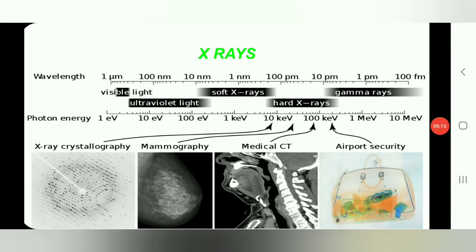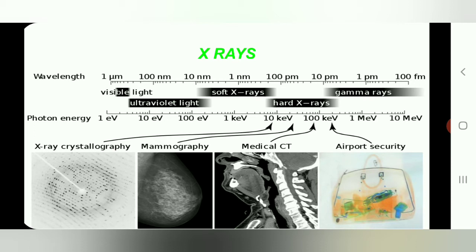Then we have X-rays. X-rays are obtained from a heavy metal target of high melting point when highly energetic cathode rays are stopped by it. Their wavelength is in the range of 0.1 angstrom to 100 angstrom. Properties: X-rays are chemically more active than ultraviolet radiations. They strongly affect a photographic plate. Like gamma rays, they also cause fluorescence in certain materials such as zinc sulfide.